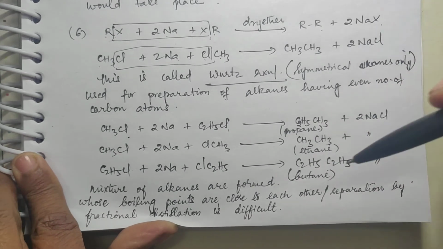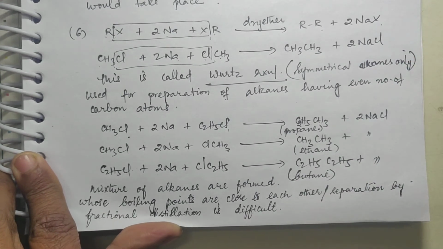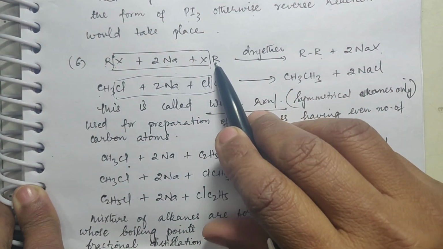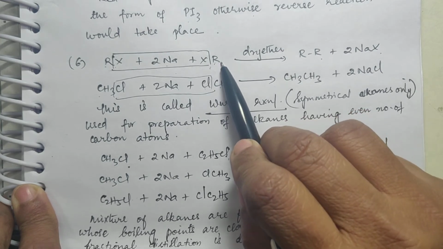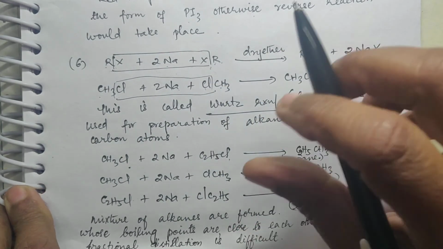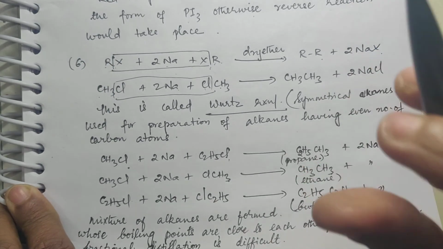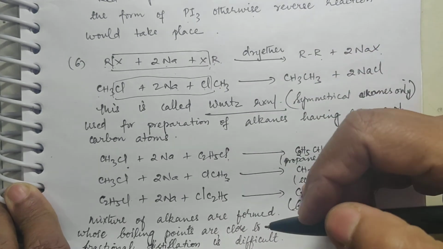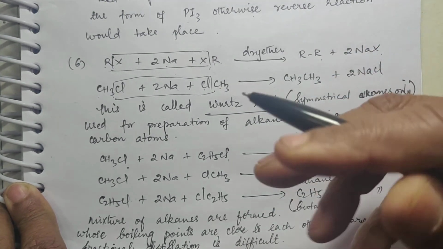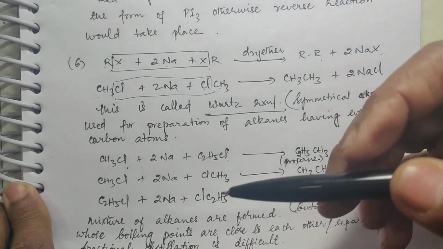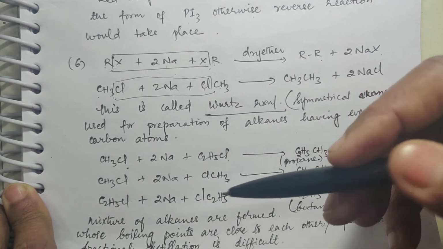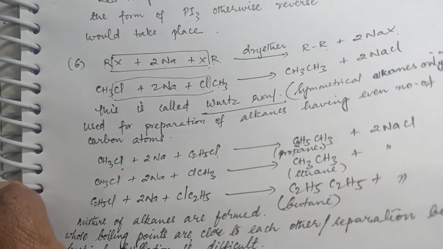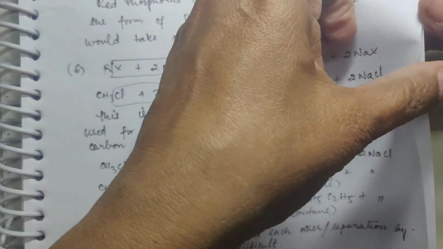And also, can you prepare methane using this? You can't prepare methane using this because this requires two molecules of alkyl halides. So even if you start with CH3Cl, the minimum number of carbon that is produced in this Wurtz reaction is 2. That is, ethane will be formed. So you cannot prepare methane by this process. And what is the other limitation? You cannot use a mixture of alkyl halides because the yield of the desired product will be poor. So that is another limitation.